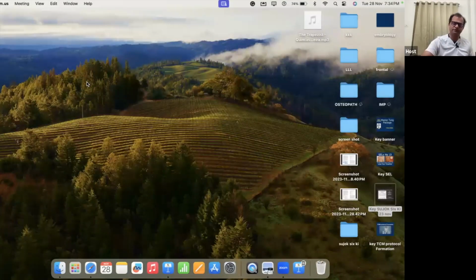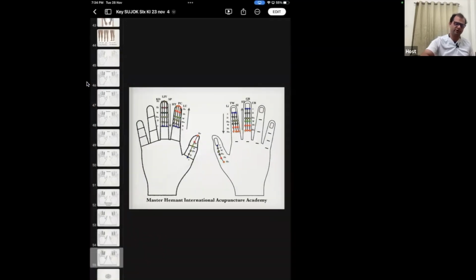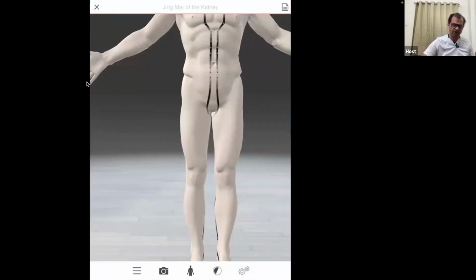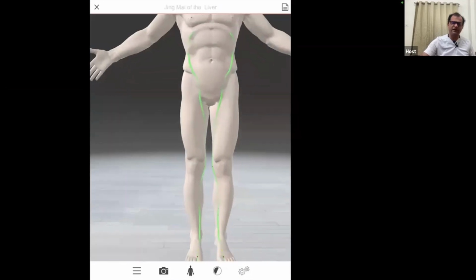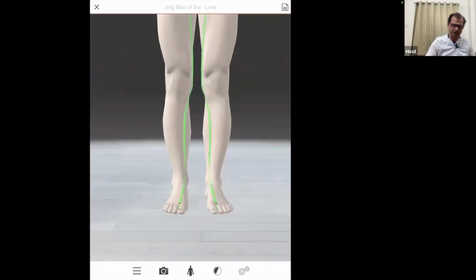Now, one more thing I have to highlight. What is the main thing? Suppose you are standing on the earth, and we are receiving yin energies from the earth. So if you see any yin meridian, like this is the liver meridian, we can see liver 1 is starting from the earth, from the bottom.